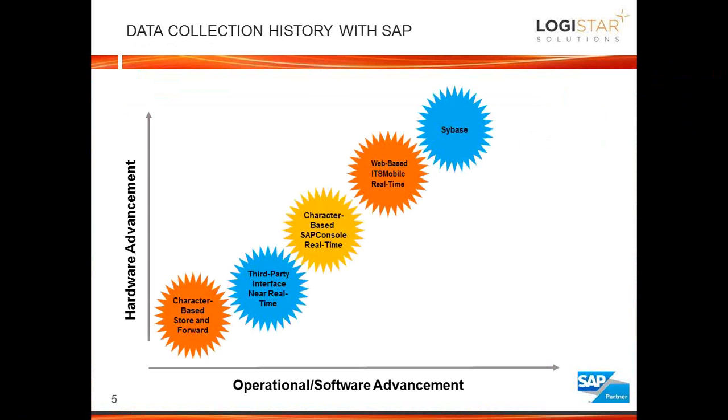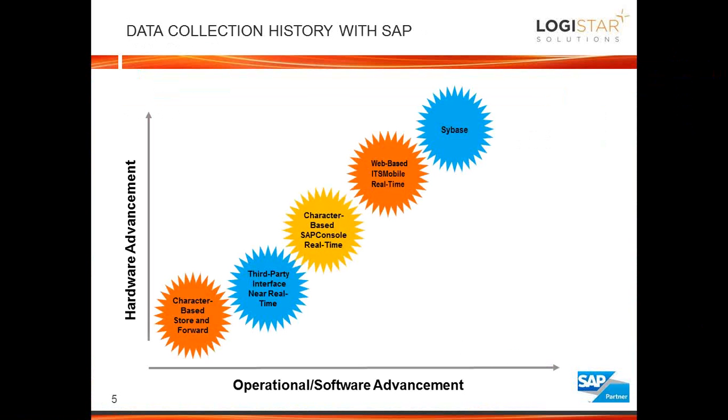So when we were working with SAP quite a few years ago, a lot of it was character-based, store and forward, IDOC interfaces. Then it would move to a near real time with those interfaces, and then SAP around 2000 released SAP Console, which is a real time, but character-based solution. Their next advancement was with ITS Mobile, and that's more of a web or browser-based real-time solution.